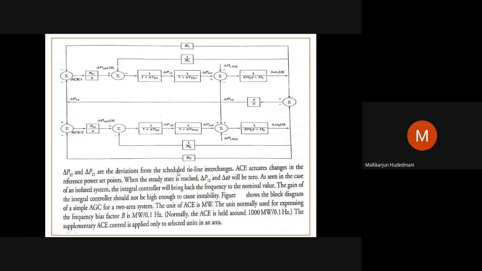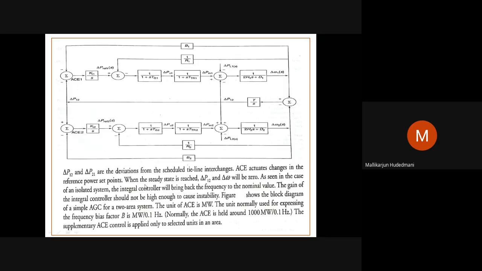How is it being done? You can just see this page. This page is again a revisit of the page using the block diagram which is drawn. So delta P12 being the exchange of power among the connected areas, which is projected forward with the ACE as an input to the integral controller at area 1, and ACE2 as an input to the integral controller in area 2. Appropriately, the change in set point of area 1 and area 2 is done by the integral controller.